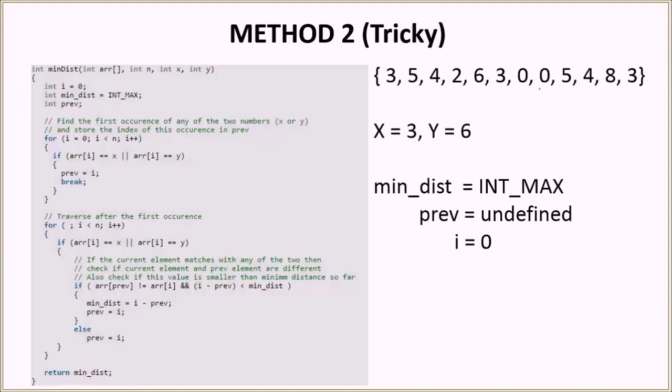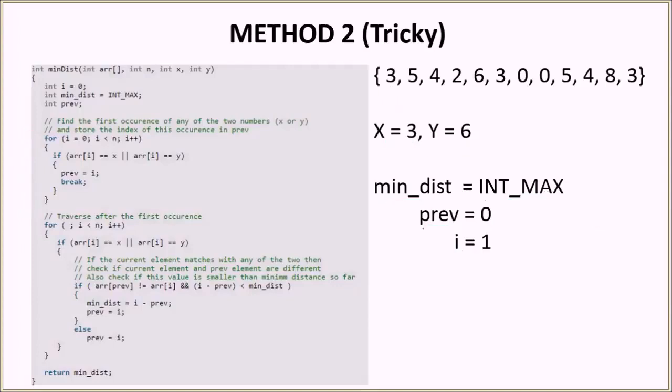So we have this array here, and we have to find the minimum distance between x equal to 3 and y equal to 6. So we initialized int minimum distance with int max. Previous is as of now undefined, and i is equal to 0. So we come here. On the first step itself, we found that x equal to 3. So this part of the algorithm will only run once, and we'll have the previous variable as 0, and minimum distance will remain as int max.